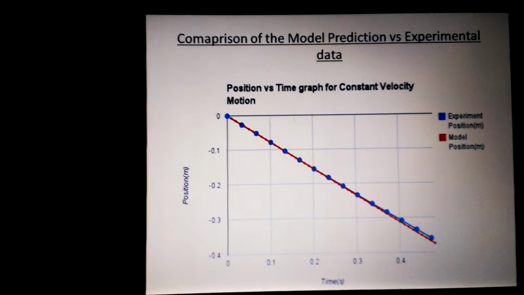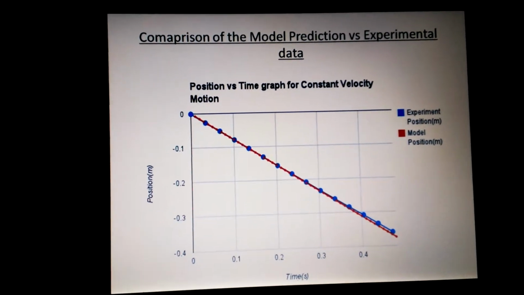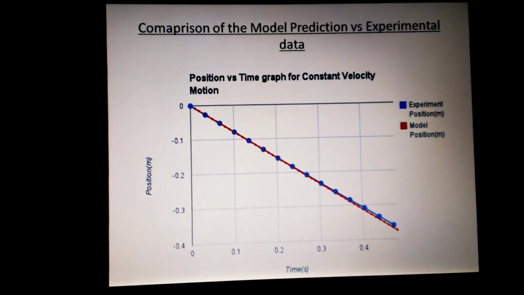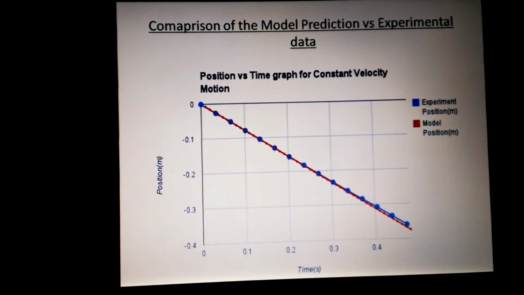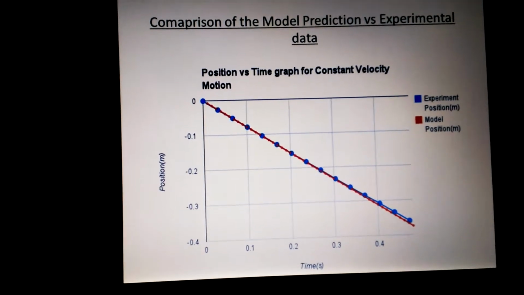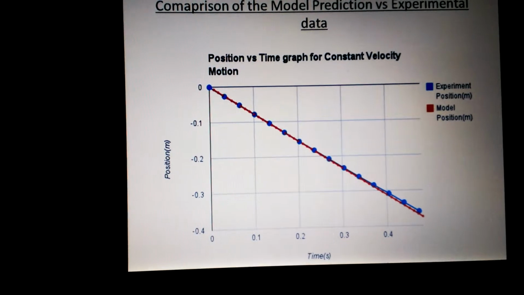This is a graph showing the comparison of the model prediction versus experimental data. The blue line shows position versus time graph from the experimental data, and the red line shows the same graph, position versus time, for the model generated output.